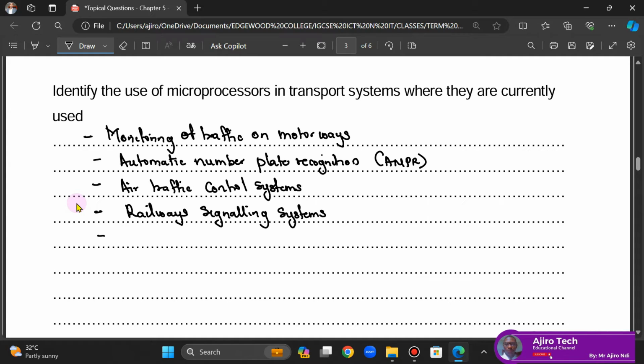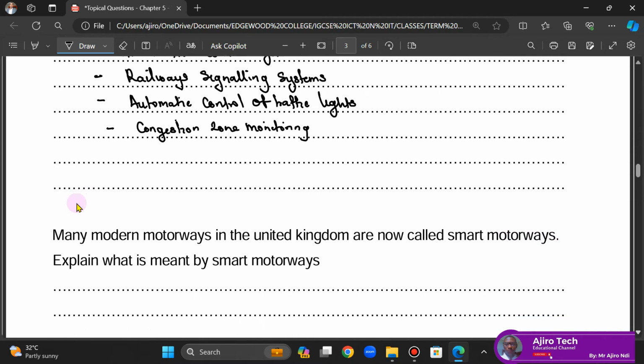They're also used for automatic control of traffic lights. They're also used for congestion zone monitoring. So these are certain areas where microprocessors in transport are currently being used.